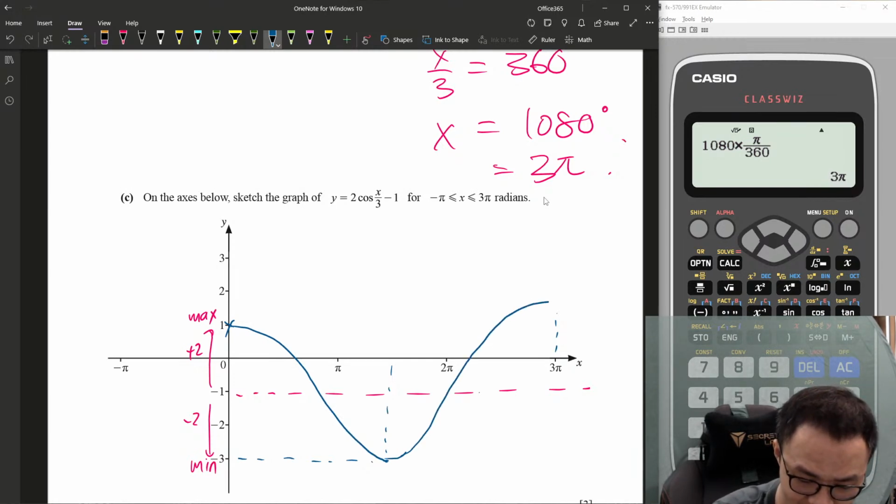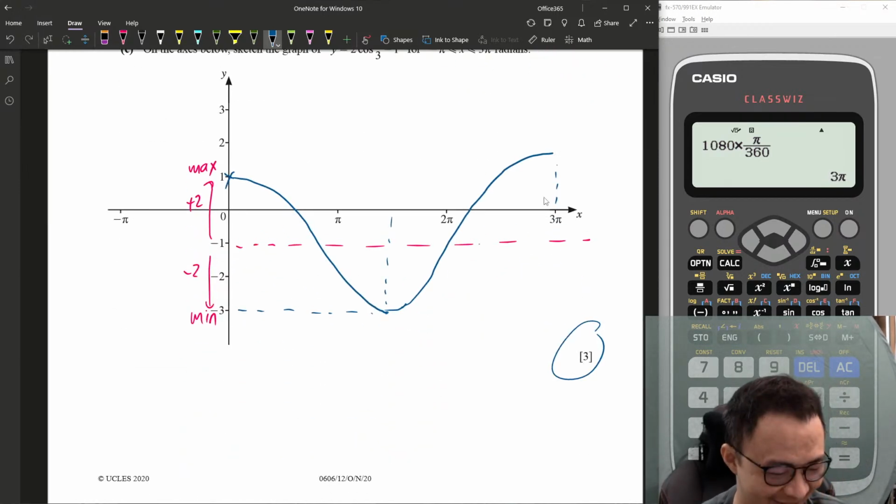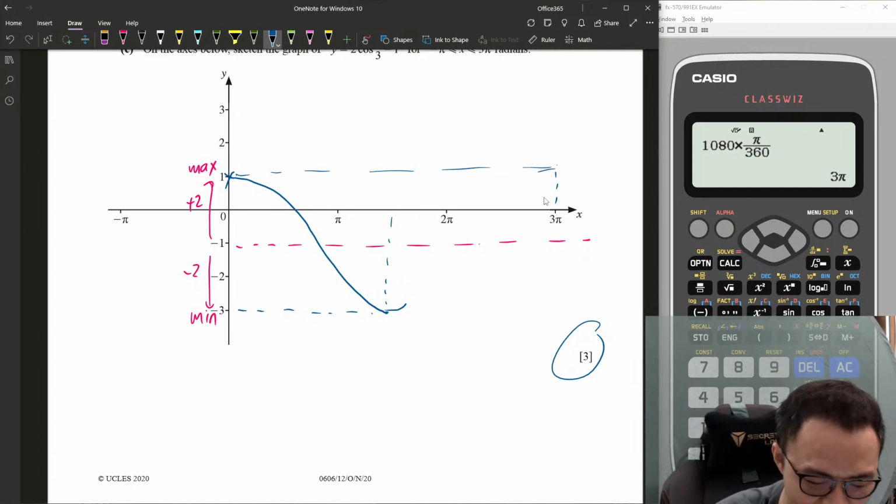So it's about 75% like that. So, yeah, it's fine. How many marks? 3 marks. I think this is considered quite okay. But still, it's a bit too high, isn't it?